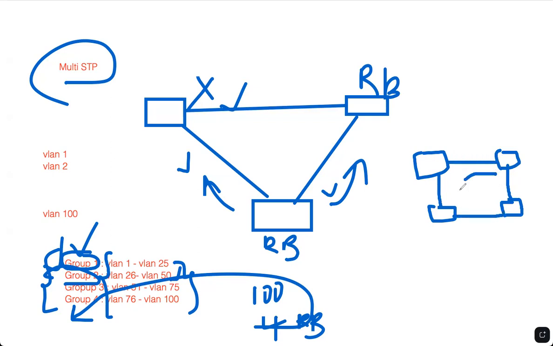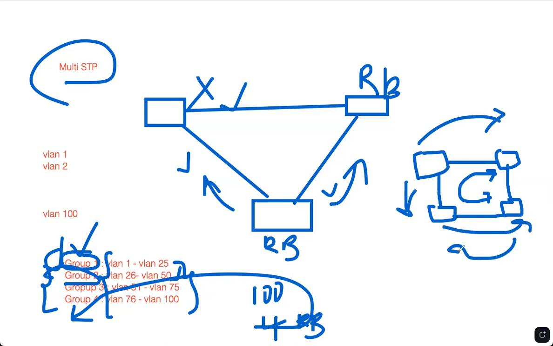So there is a loop here. How will we do the blocking here? Well, this one will exchange the priority with this one and this one. They all negotiate the priorities.